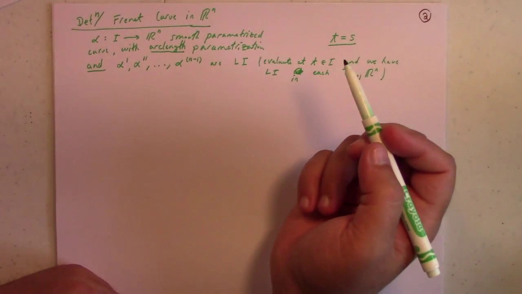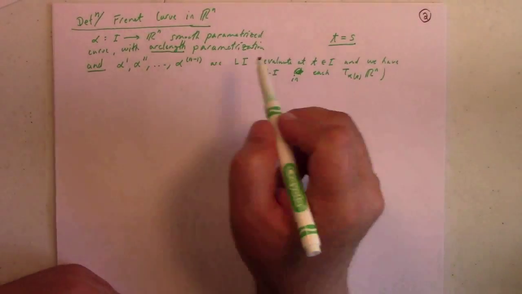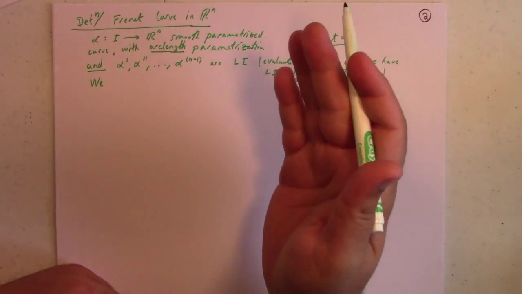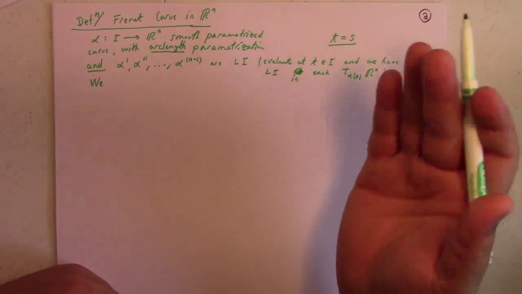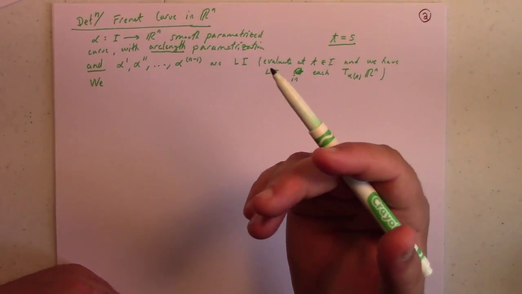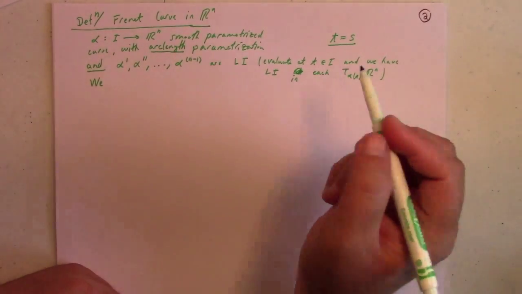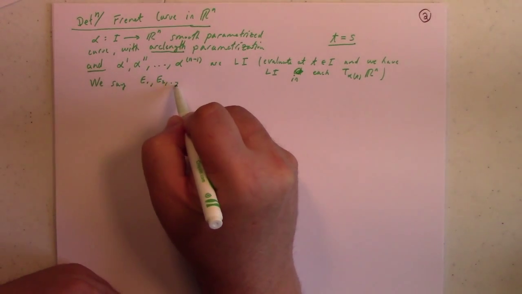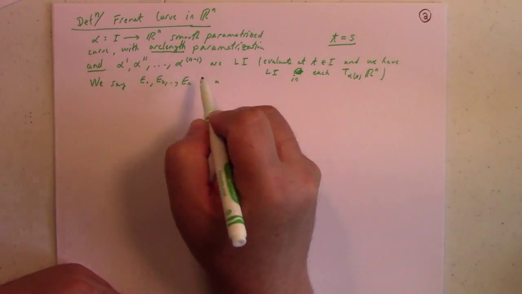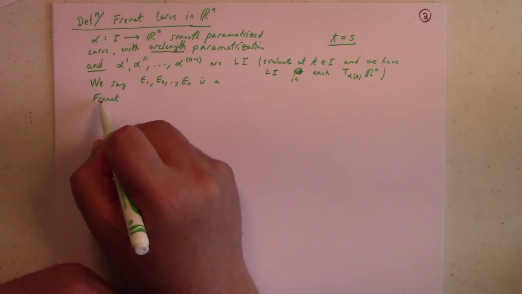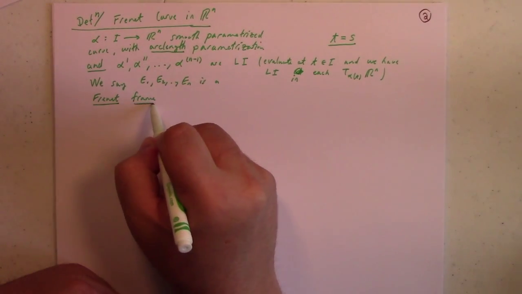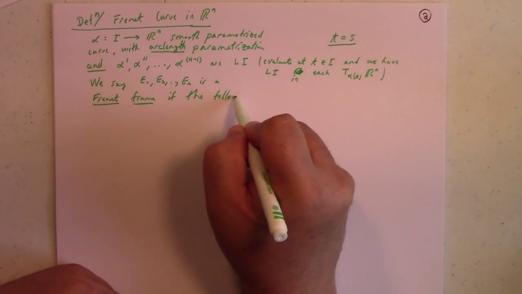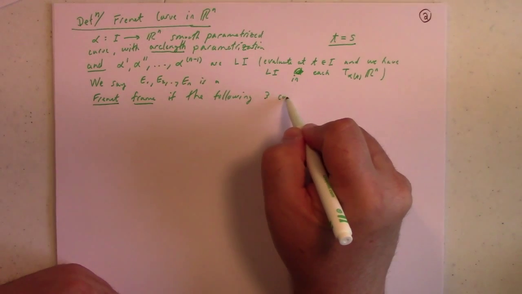But we say, so that's a Frenet curve. So I just told you how we could take these velocities, accelerations, and so forth, and generate a frame. And we call that a Frenet frame if the following holds. We say E1, E2, ..., En is a Frenet frame if the following three conditions are met.